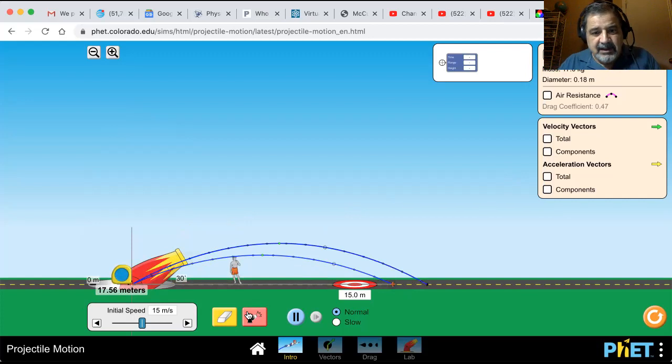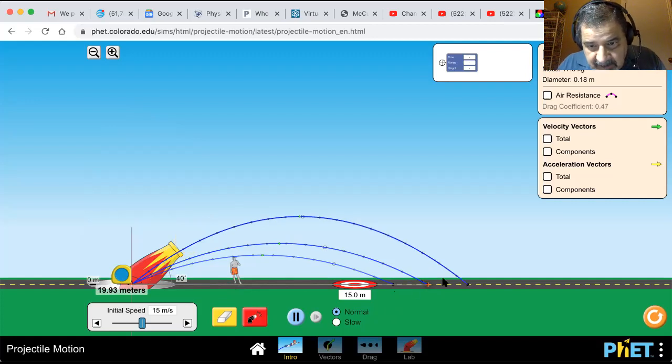Oh, okay, it's a little bit further. Let's take this and move it to the spot. And it's 19.93 meters. All right, let's put it at 40 and fire.